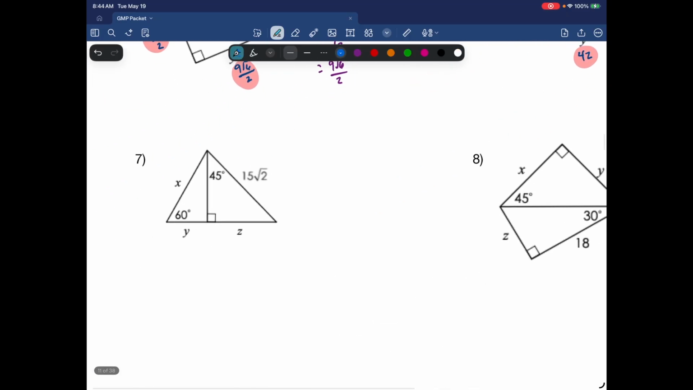7. Let's see. You got 15 square root of 2, which means this is going to be 15 right here, and this is going to be 15 right here. The 15, you got a square root of 3 equals 15. So a equals 15 square root of 3 over 3, which is going to be 5 square root of 3. So you got 5 square root of 3 right here. And you multiply that by 2, you get 10 square root of 3.